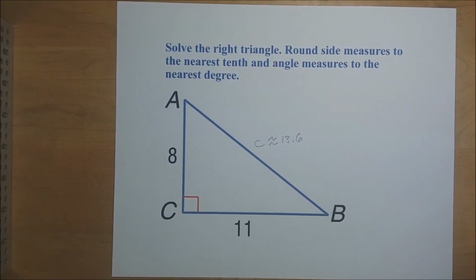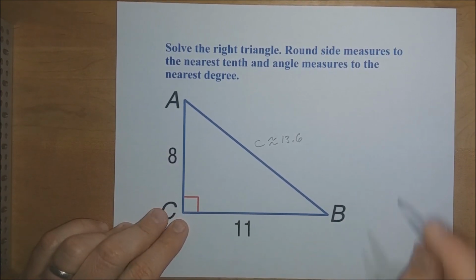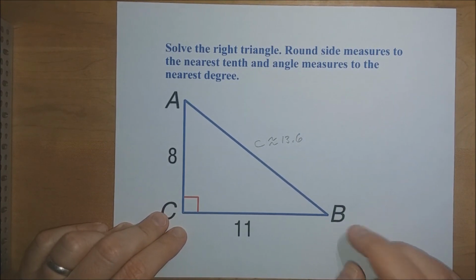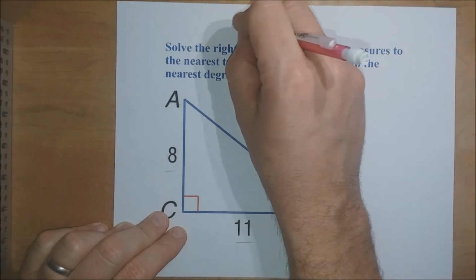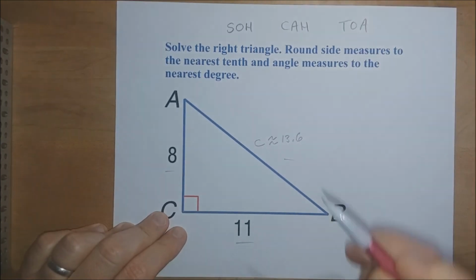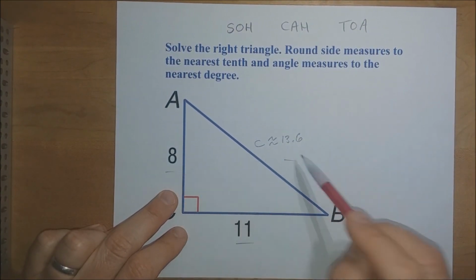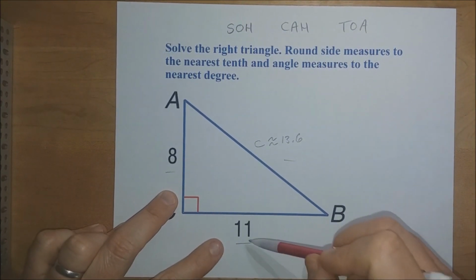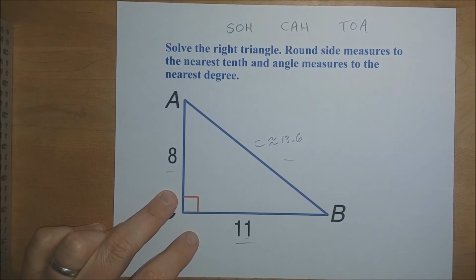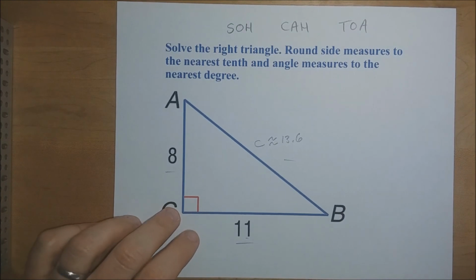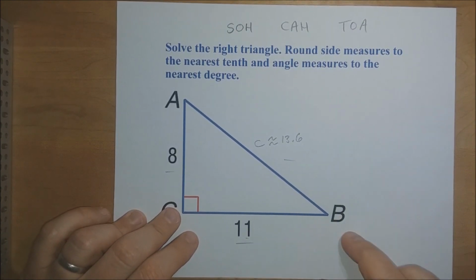Okay, now how are we going to find these angles? We've got 1, of course. Shall we go after the measure of angle B? Because you know all 3 sides, you can use any trig function you want. You can use sine. Sine of angle B equals 8 over 13.6. Or you can use cosine. Cosine of angle B equals 11 over 13.6. Or you could use the tangent. The tangent of angle B equals 8 over 11. And why don't we go ahead and do tangent.